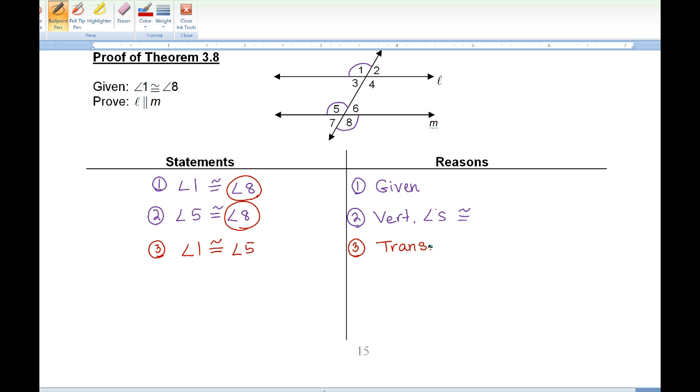Well, what was I saying in the very beginning? Remember how I said if we had a pair of corresponding angles congruent, then we can conclude the lines are parallel. So if we look back here, sure enough, angles 1 and 5 are corresponding angles. So when we have corresponding angles congruent, this implies parallel lines.